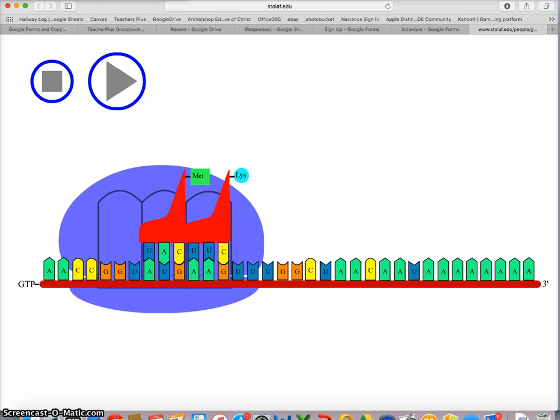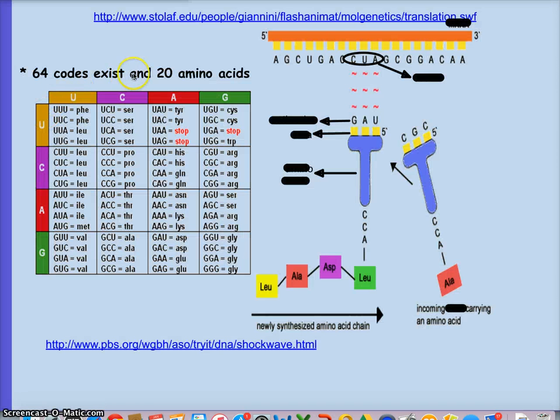proteins. Questions? There's 64 codes, okay, because you have 4 nitrogenous bases and 3 letters at a time makes 64, but there's only 20 amino acids. So you see here that, let's say, this amino acid is called by 4 different codes, okay, or codons, I should say. All right, so moving on.